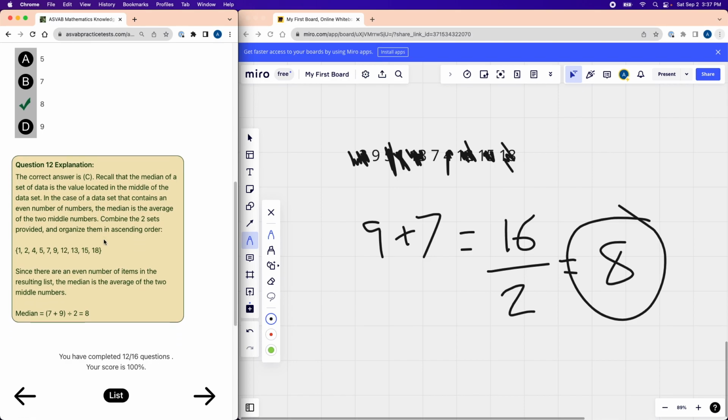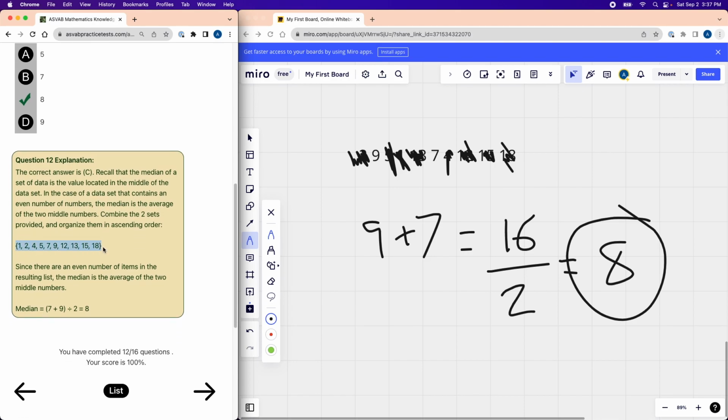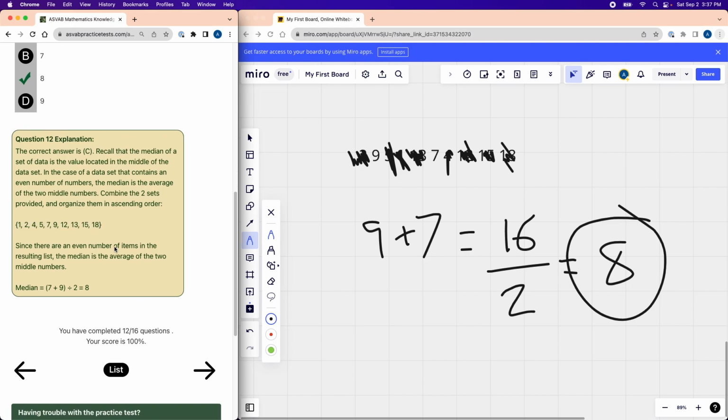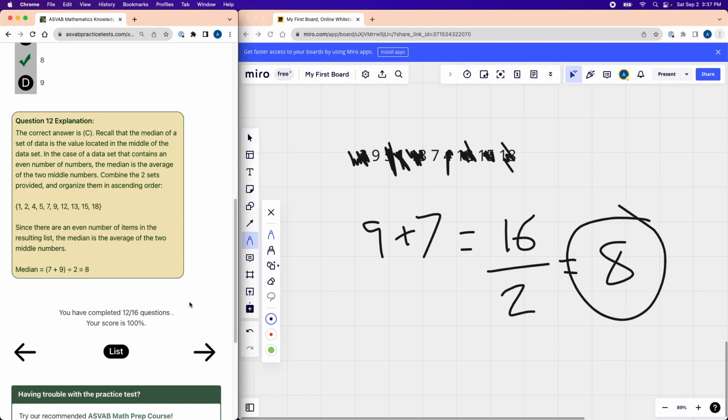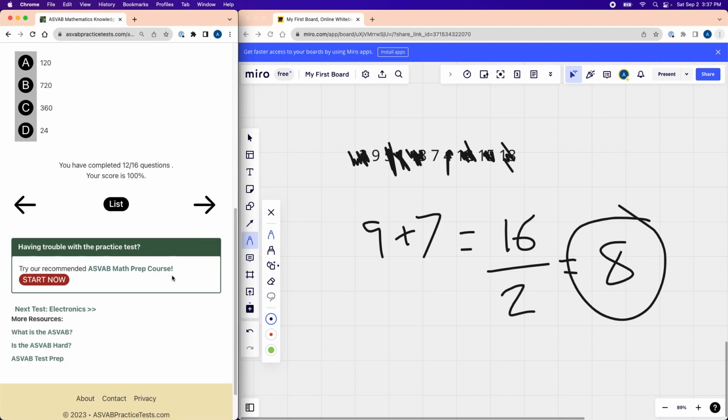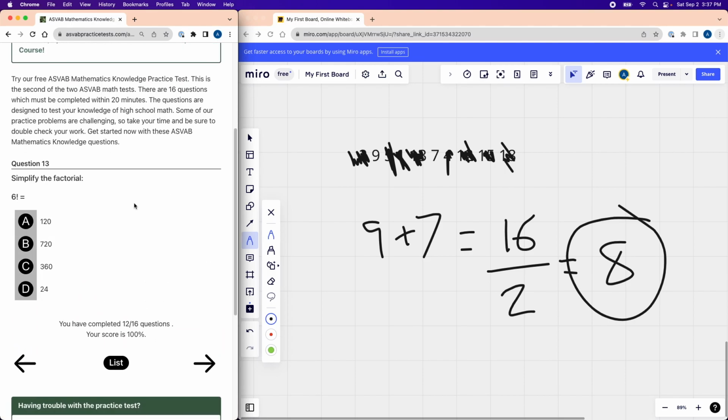They give their explanation. They take the time to sort through the numbers one by one, and then figure out what the 2 middle numbers were. Since there's an even number of items in the result, you just take the average of those 2 numbers. So 7 plus 9, and then divide that by 2, and that will give you the final result of 8. All right, moving on to the next one here.